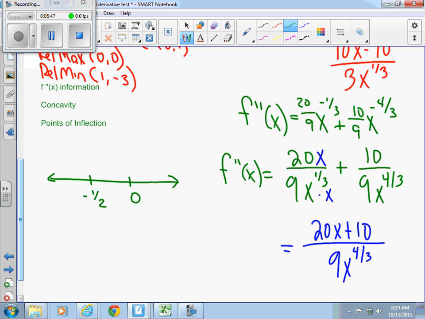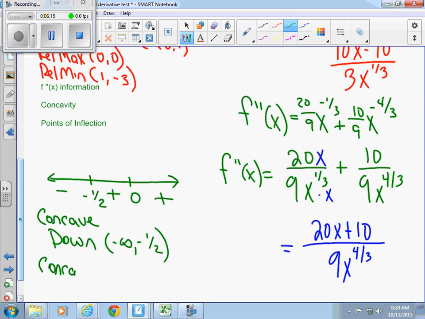Okay, so if I plug in -1, I get negative on top, positive on the bottom. So that's negative. If I plug in -1/4, I get a positive over a positive. And if I plug in anything above 0, I also get a positive. So I am concave down from -infinity to -1/2, and I'm concave up.